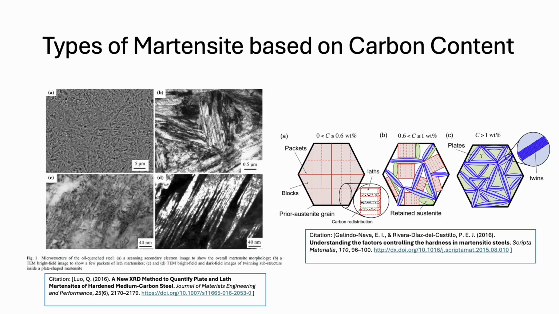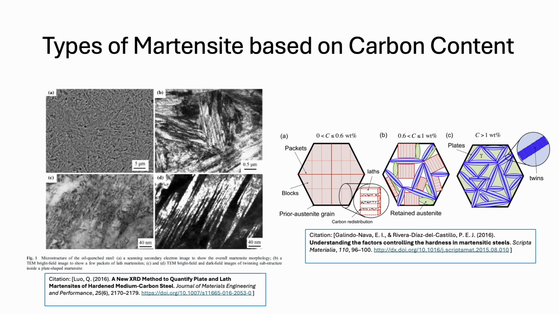If we take a slightly more narrow look at the martensitic phase that occurs on quenching, by looking at the figure on the right here, you can see that based on the carbon content, you're going to get different martensitic phases present in your steel.